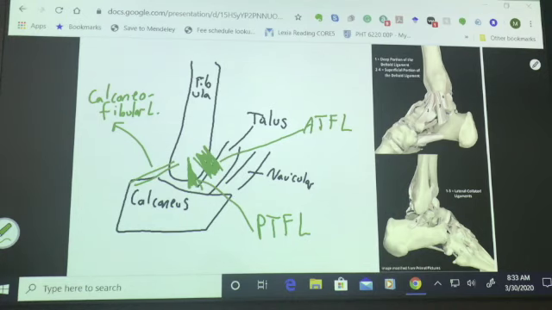So understand how those ligaments work. Also understand that when we talk about a traditional ankle sprain or a low ankle sprain, typically we're looking at ATFL being ruptured or stretched, PTFL being ruptured or stretched, and sometimes calcaneofibular ligament being ruptured or stretched. So just be aware of those.